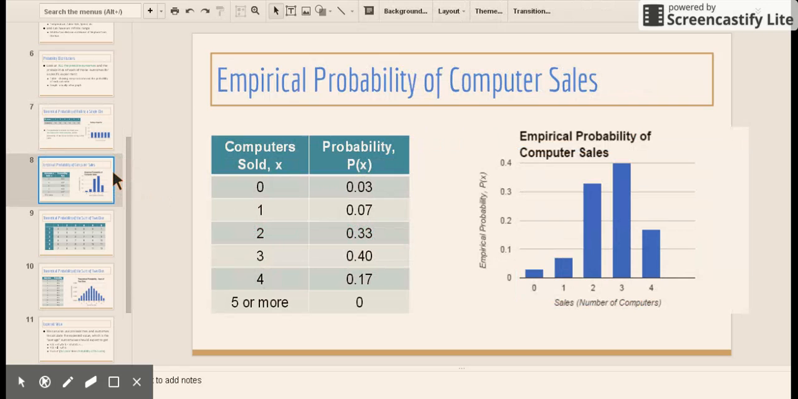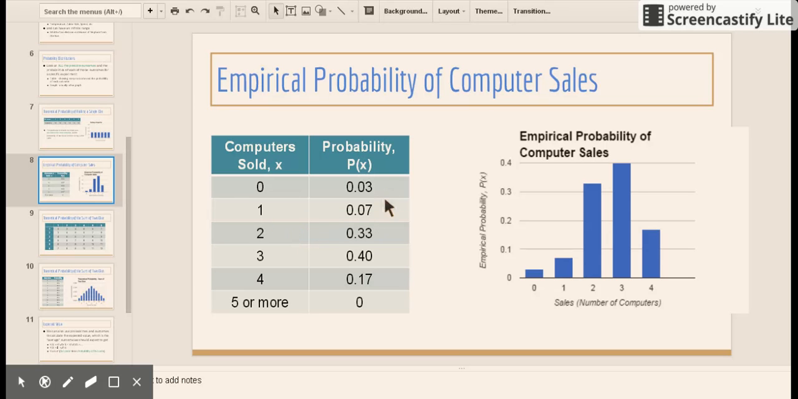Now, in this case, we have a company, Best Buy, that has tracked the number of computers that they have sold over the course of a month, and we can see how often that many computers were sold. So the probability of 0.03 is 3%. So 3% of the time, they didn't sell any computers. 7% of the time, they sold 1 computer. 33% of the time, they sold 2 computers, okay?